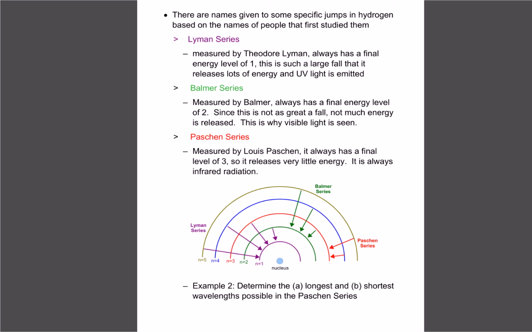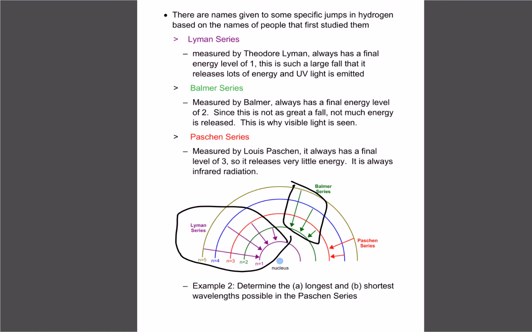So other guys besides these guys, they actually figured out different patterns. Lyman found for hydrogen that you could go from 5 down to 1, 4 to 1, 3 to 1, 2 to 1, and that basically emitted ultraviolet light. If it left from level 5 down, it gave off ultraviolet light, so they named it after him. Balmer found out that if we only go from 5 down to 2 or less, it gave off visible light, so that's why we see the 3 colors that we do.